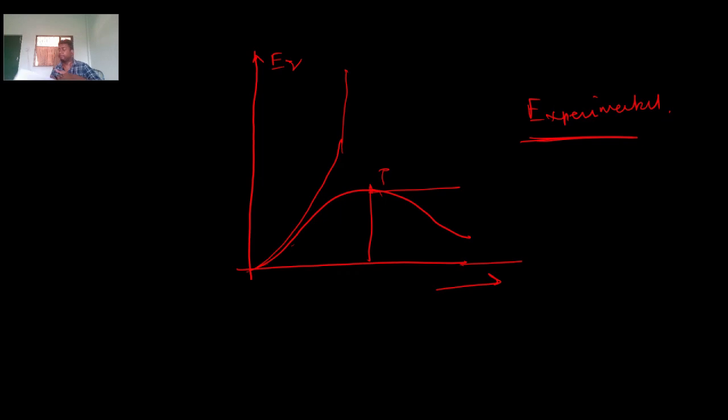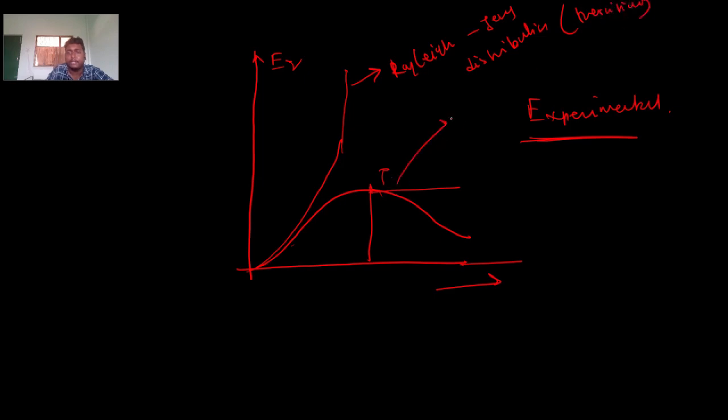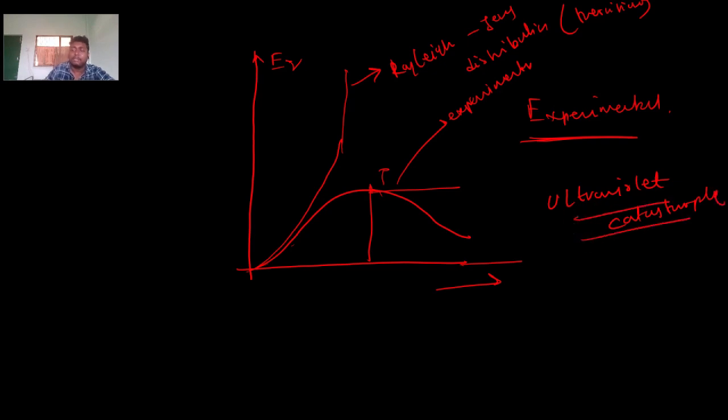Okay, so Rayleigh-Jeans failed in explaining the behavior of this graph. What Rayleigh-Jeans proposed didn't match with the experimental graph. This was theoretical, based on the Rayleigh-Jeans distribution, and this was the experimental. This is one of the biggest failures in explaining some physical phenomena, and this was later termed the ultraviolet catastrophe.